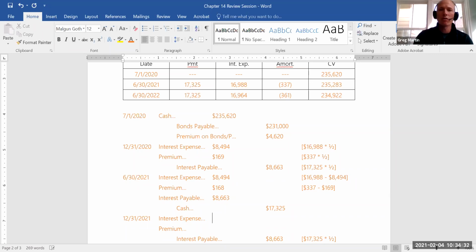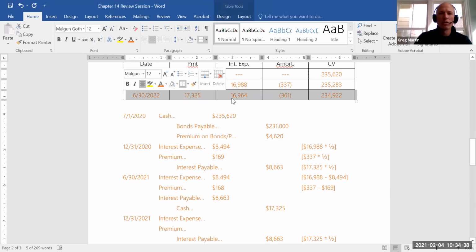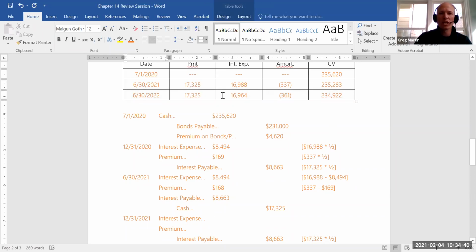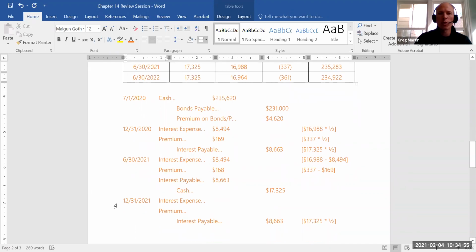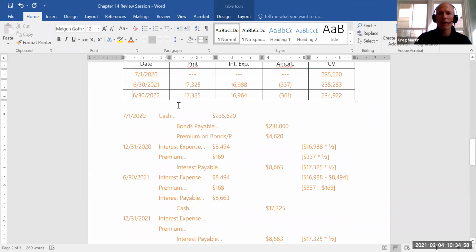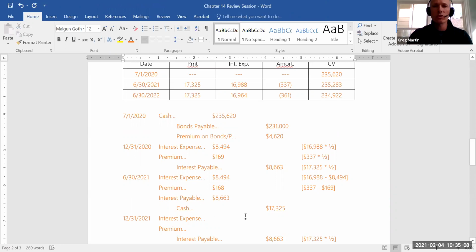Now the interest expense amount is going to be a little bit different, and the reason why is because now we've moved down a row. Remember, this row represents the interest that accrues from July 1st, 2021 all the way through June 30th, 2022. So December 31st, 2021 lies halfway in between that, which means that of this interest expense total, $16,964, half of it needs to accrue as of December 31st, 2021.